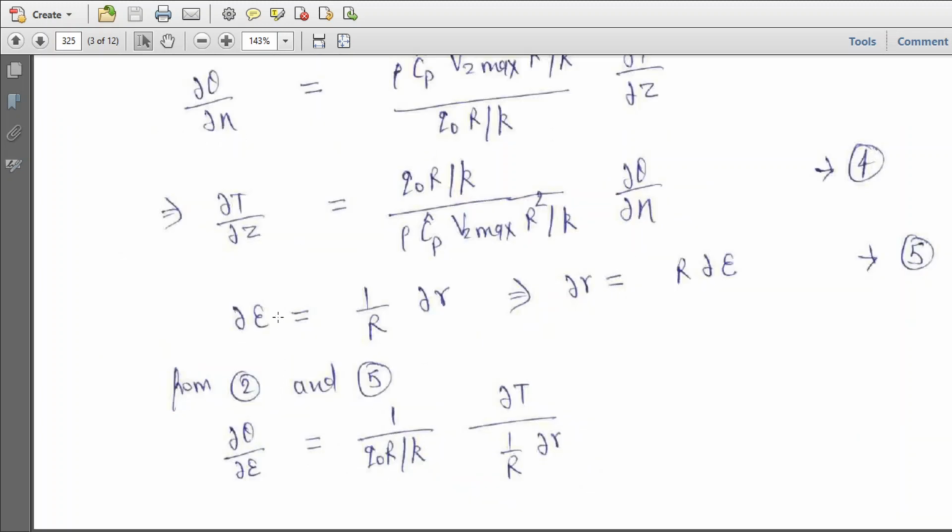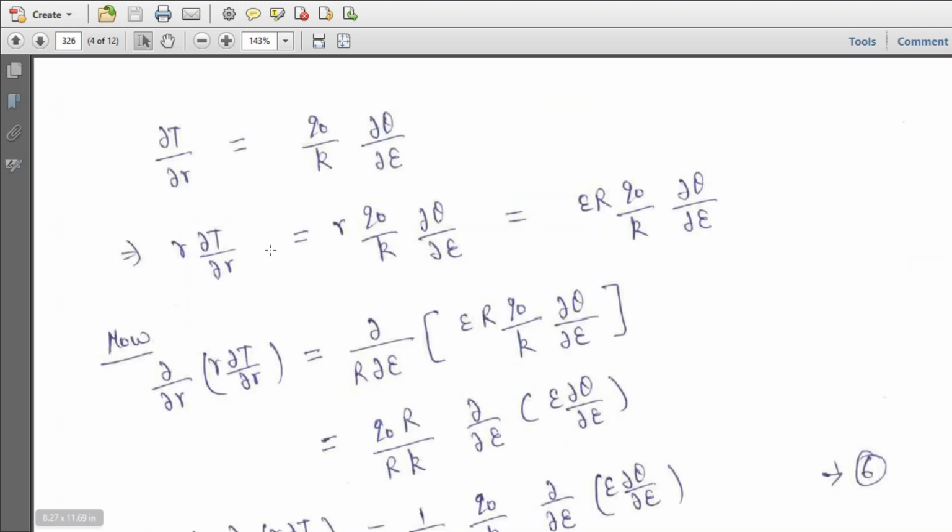So from here you have the expression of del epsilon also, that is 1 upon R del R. So we have this. Now we will get from equations 2 and 5 del theta upon del epsilon equal to 1 upon Q0 R upon K into del T upon 1 upon R del R. Now del T upon del R is equal to Q0 upon K del theta upon del epsilon.